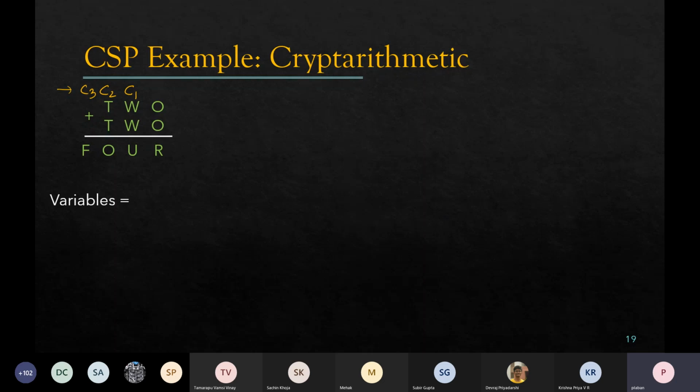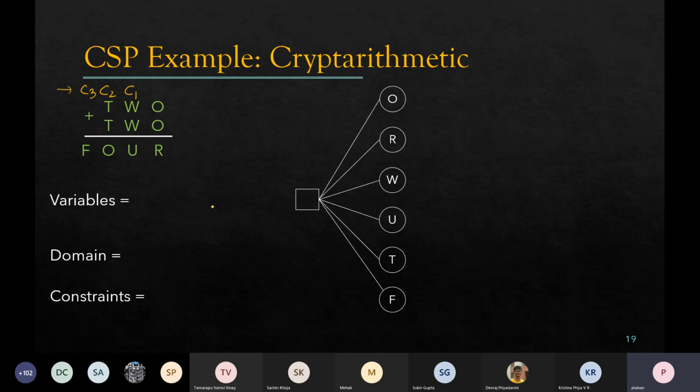And what would be the domains of these variables? The domain should be one value from 0 to 9. So each of these, apart from C1, C2, C3, will be assuming values from 0 to 9, right? And how should we define the constraints? The first constraint that we should define is that the individual alphabets that we are considering here should not be assuming the same value. So they should be all different, right? This is the kind of constraint that we are putting.